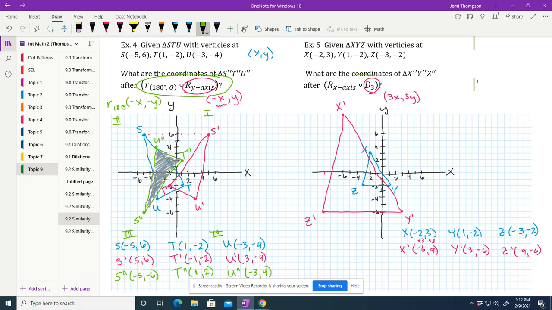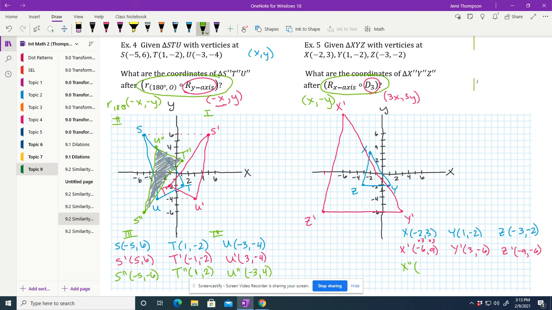That's the first step. Then I have to do the reflection across the x-axis. When I reflect across the x-axis, x stays the same, y changes signs. So maybe you were only able to do the first transformation, and this is as far as you got. Cool. Maybe you were able to get all the way there, which is awesome too.